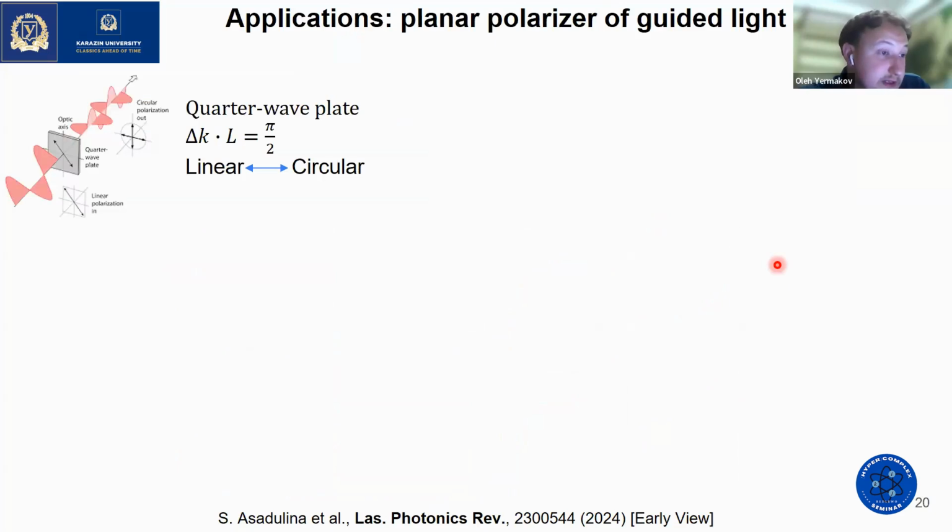And based on this discovery, we do the obvious application. It's a planar polarizer of guided light, working exactly as the classical quarter wave plate. So how does a quarter wave plate work? We excite the plane wave with a linear diagonal polarization. It comes to some uniaxial crystal, and the length of this uniaxial crystal is such that at the output it gives pi over 2 phase delay, so the polarization becomes right circular.